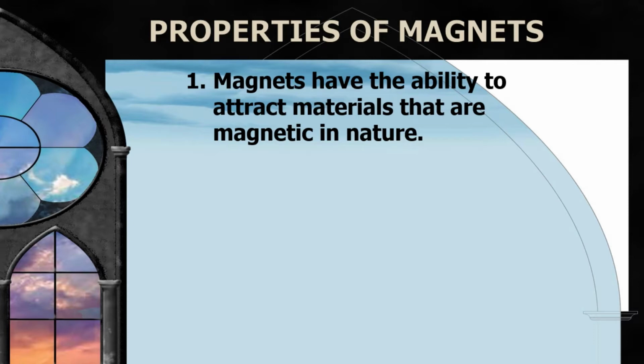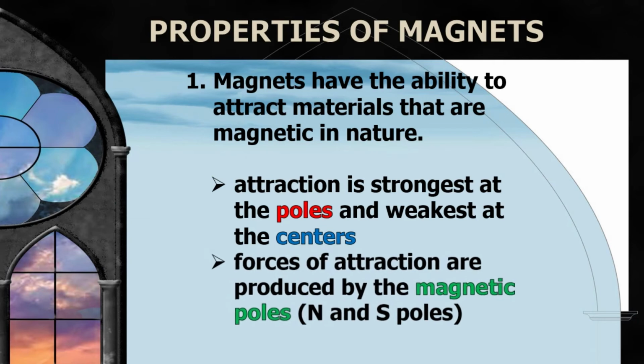So pag pinag-uusapan natin ang magnets, not all of the materials that we have in our environment can be attracted. And in a magnet, meron tayong tinatawag na attractions or the forces of attraction. These forces of attraction are strongest sa poles of our magnet and weakest naman siya at the center part.